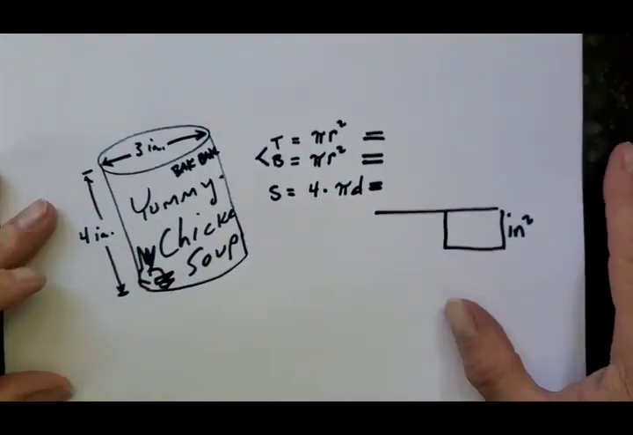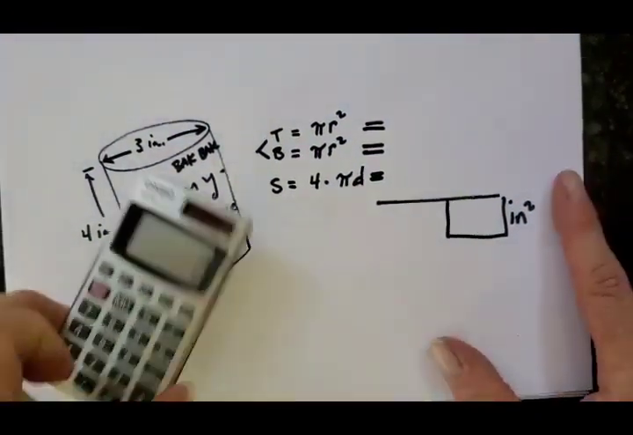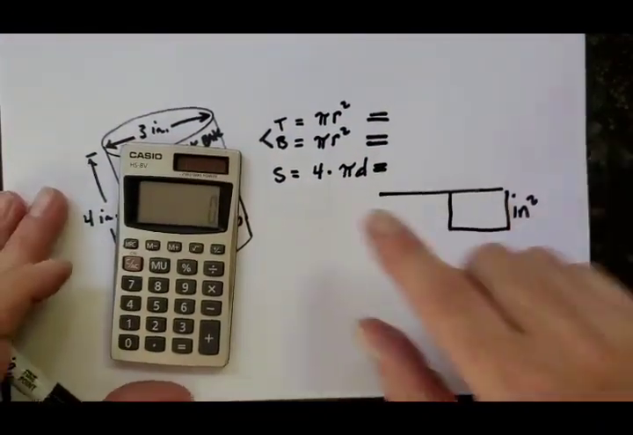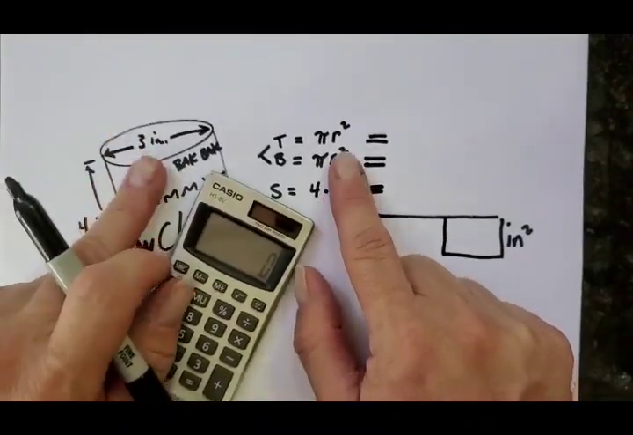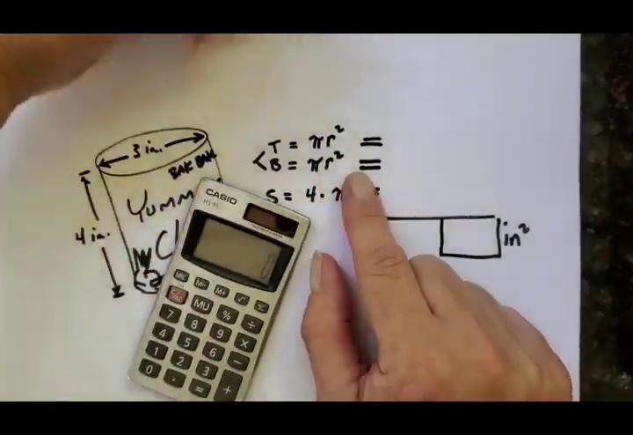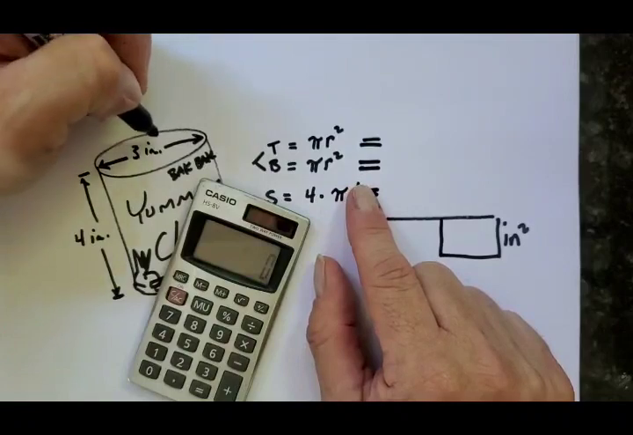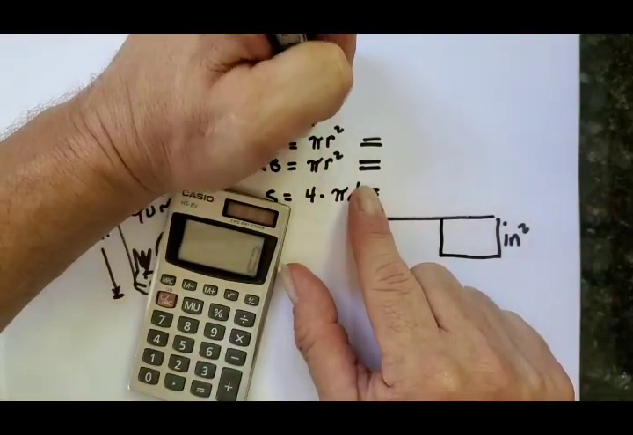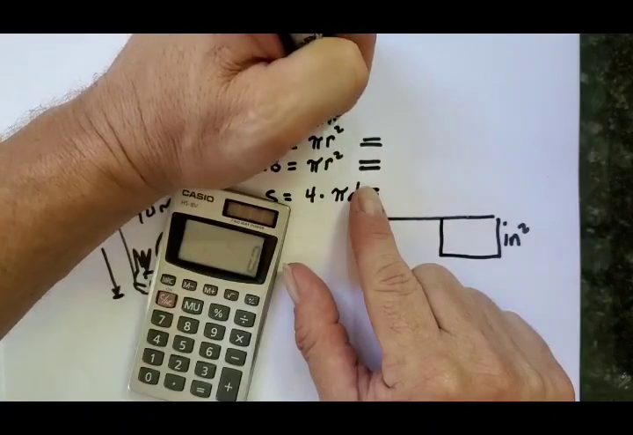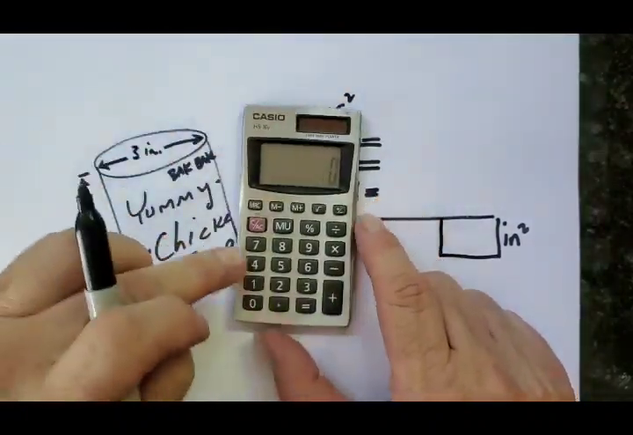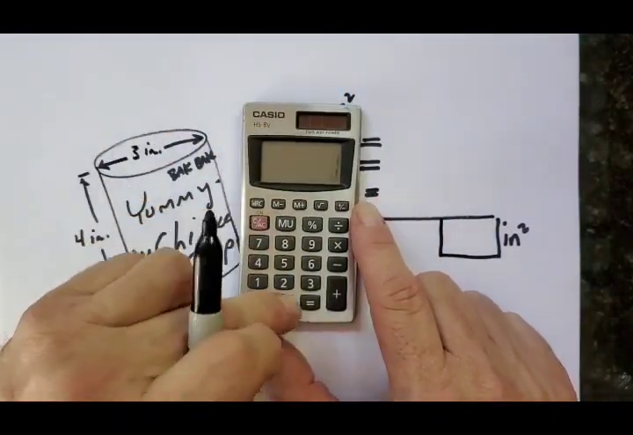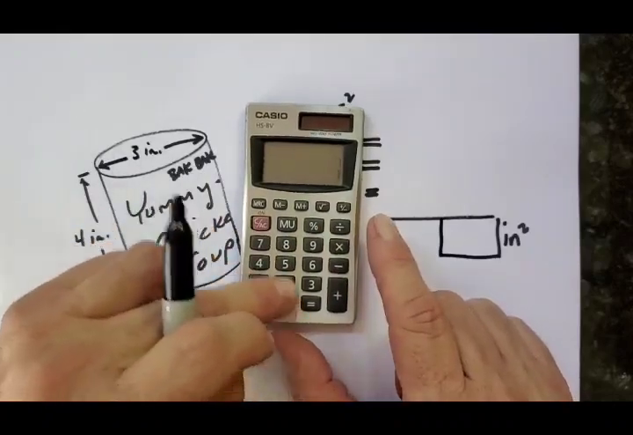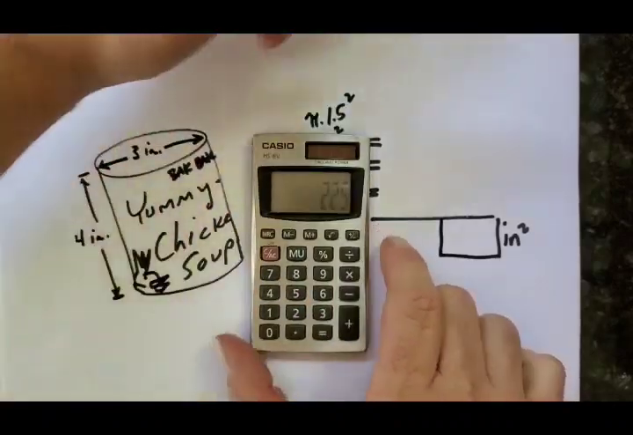And gives us inches squared. Okay? So you want your trusty calculator for this. Now, the radius is not 3, so please don't make that mistake. The radius in this case, since it's 3 inches across, is 1.5. Okay? So, clear? 1.5 times 1.5 equals 2.25.